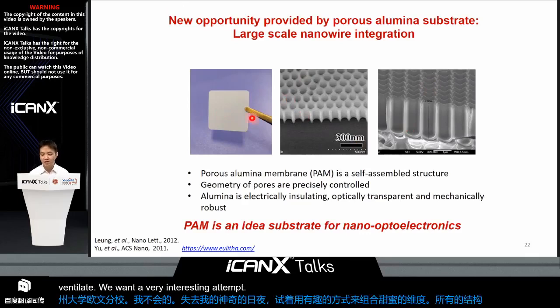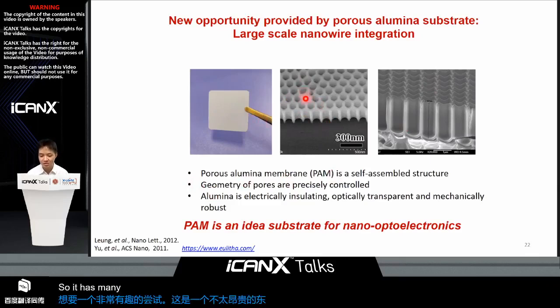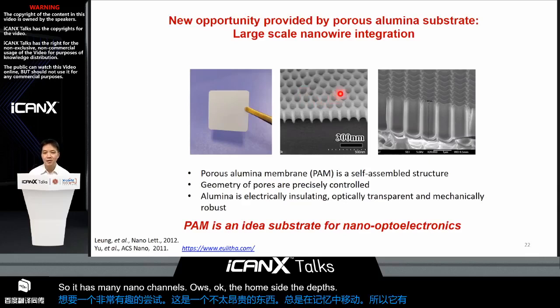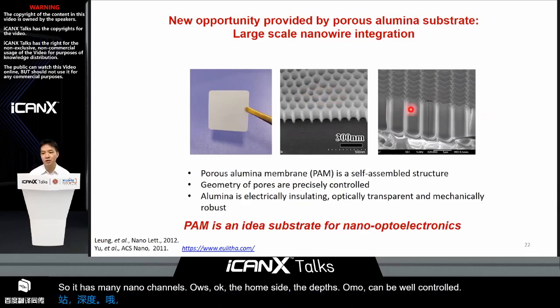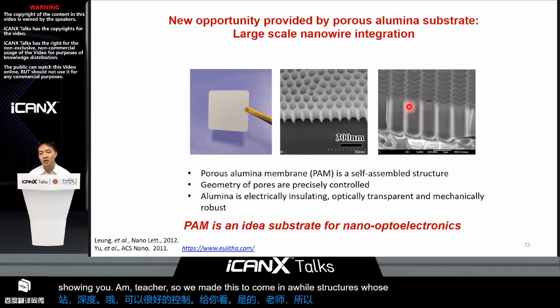This is not something very expensive, okay? Porous aluminum membrane. It has many, many nanochannels, many holes, okay? The hole size and the depths can all be well controlled. So I'm showing you the SEM picture here, right? We made these so-called nanowire structures with well-defined pitch, arrangement, and ordering.